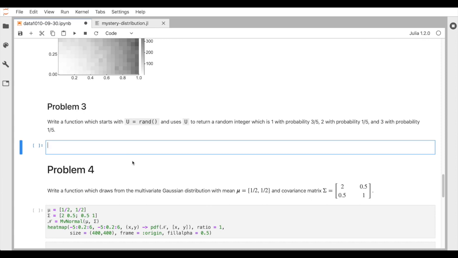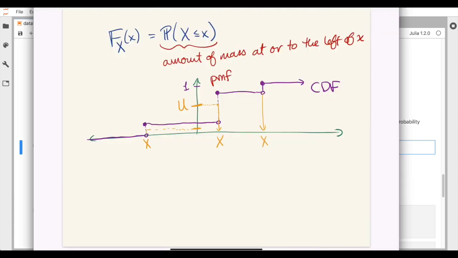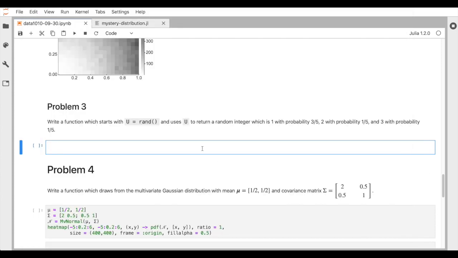In problem 3, we're asked to write a function which starts with a uniform random variable and returns a random integer, which is 1, 2, or 3 with probability 60%, 20%, and 20% respectively. And if we look back over at this picture, we can see how the inverse CDF trick plays out with a discrete distribution. For our uniform random variable, we just check whether it's below a certain value, and if so, return the first possible value. Then we check whether it's below the next value and return that one. And then finally, we check whether it's below 1, which it will be at that point if it's not already returned, and then return that value.